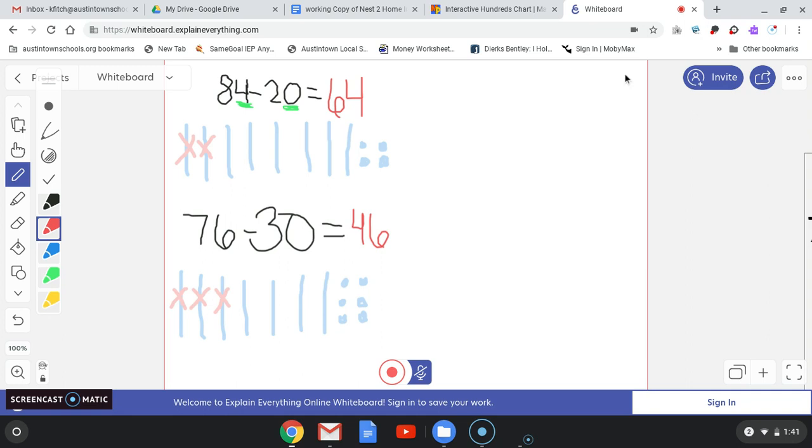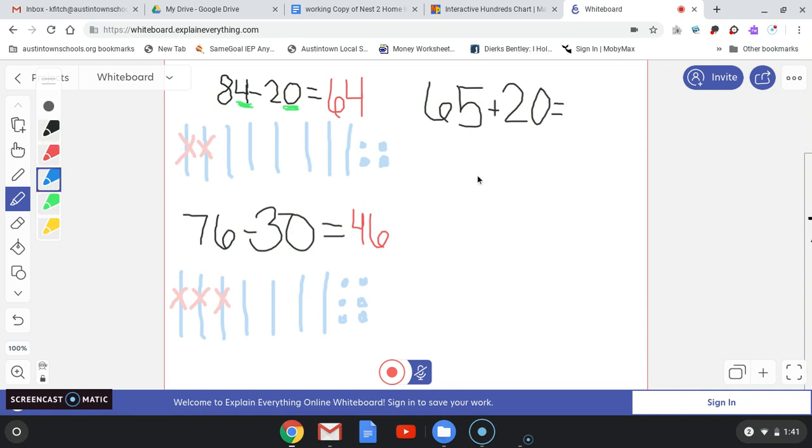Now, on your story problems, you are also going to have some addition problems. So just real quick to review an addition problem with you, because that's a little easier, of course. But if I have, let's say, 65 plus 20, okay? 65 plus 20. Let's start by drawing it out. So first I want to draw 65. Ready? 10, 20, 30, 40, 50, 60, 61, 62, 63, 64, and 65. Okay, so I have 65 there.